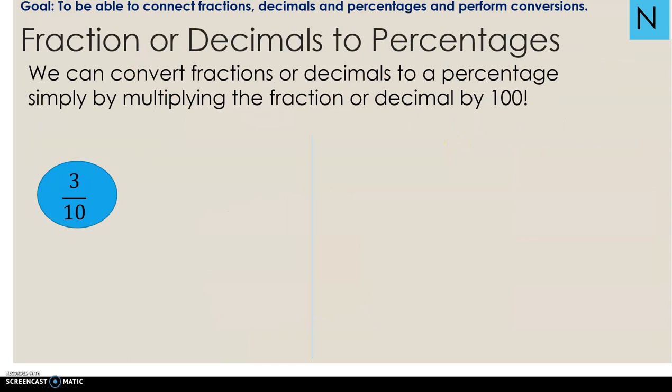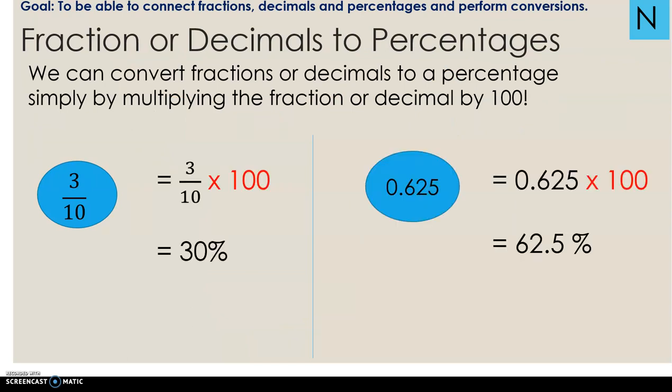When you're converting, the only thing to keep in mind is that whether it's a decimal or a fraction that you're converting, you have to multiply by 100. So here I've got 3 over 10 as my fraction. I've times it by 100 and my numerator becomes 300. So remember I can put that as over 1. So 300 over 10, and if I simplify that, that's 30. In this case here, I've again multiplied by 100. So I move my decimal 2 places. So I get 62.5%.